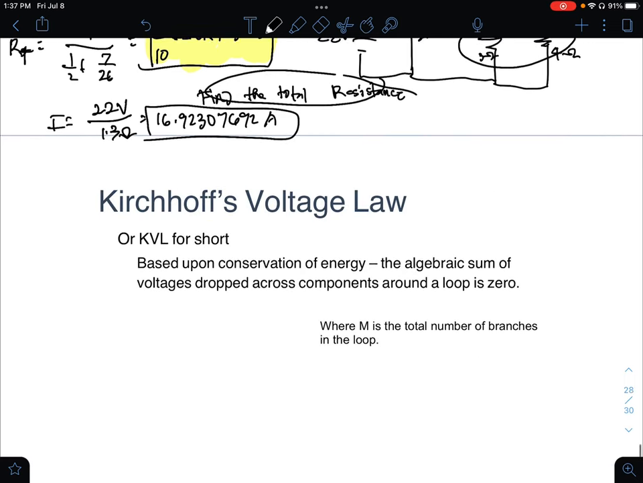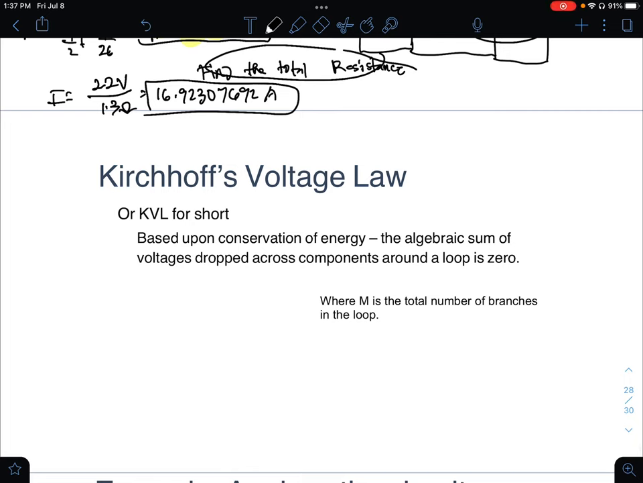Okay. So let's talk about the Kirchhoff's voltage law. So the Kirchhoff's voltage law, based upon the law of conservation of energy, states that the algebraic sum of all the voltages across components around a loop is zero.